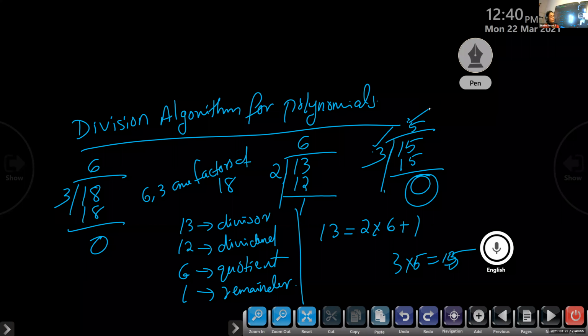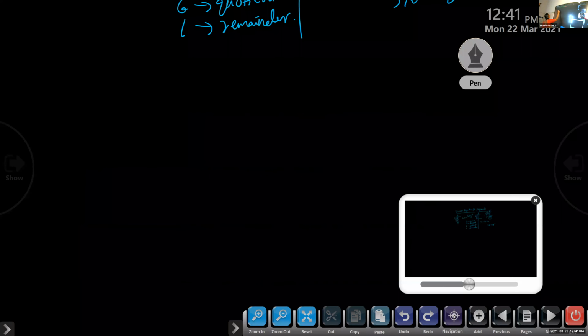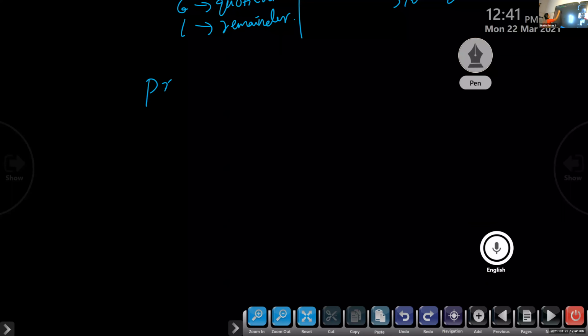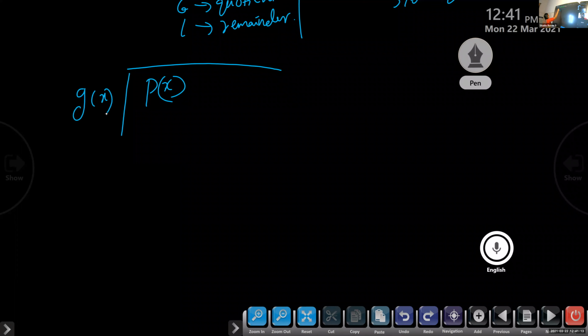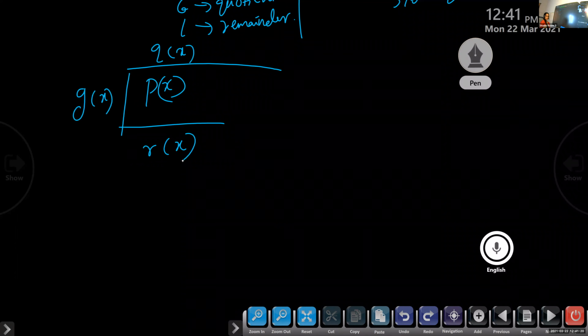This is the case of numbers. The same way, we can do the same things on our polynomials. If P of X is a polynomial and we divide this P of X by some G of X, we will get a quotient Q of X and a remainder R of X, just like our numbers.